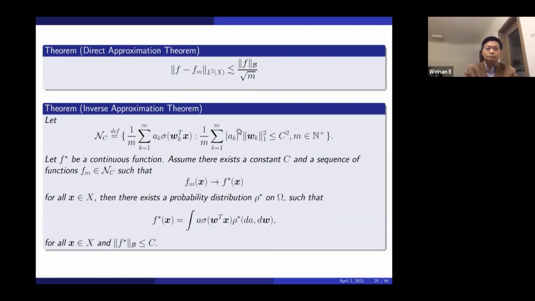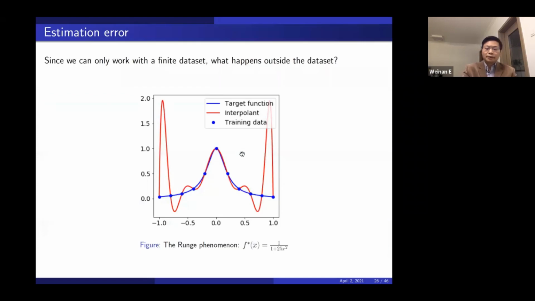And conversely, given any function that can be approximated by two-layer neural networks with some uniform bounds, then the target function has to be in Barron space and the Barron norm has to be finite. So these are very easy theorems to prove. This is just some compactness statements. Now, that's one part of the error that we need to think about.